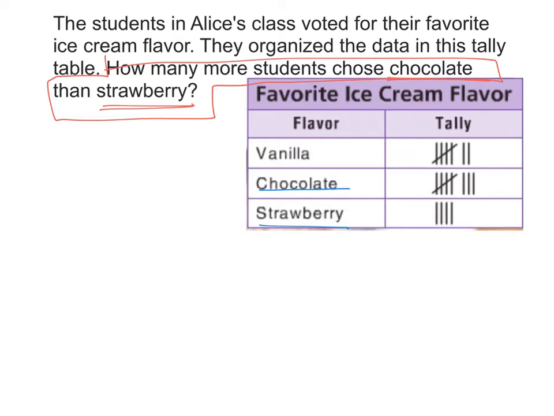Let's reread the problem. The students in Alice's class voted for their favorite ice cream flavor. They organized the data in this tally table. How many more students chose chocolate than strawberry? So making this table is a way to organize the data, and it's a strategy that can be used to solve problems. What other way do you think we can show the data to better help us solve the problem?